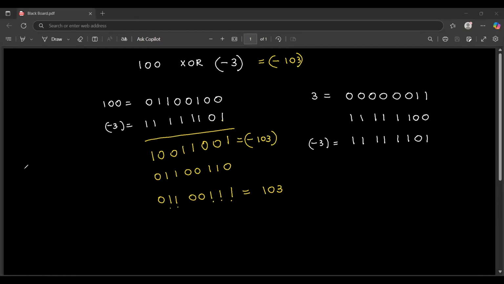Okay, now we have to talk about the right shift and then the left shift. Let's talk about right shift first. What happens when we do right shift? That's what we have to talk about first. So how does right shift work? Well, first of all, I'll introduce you to the operation. So this is the right shift.